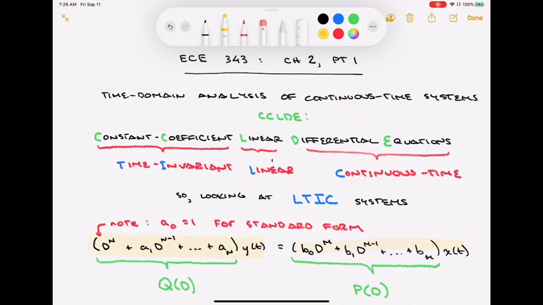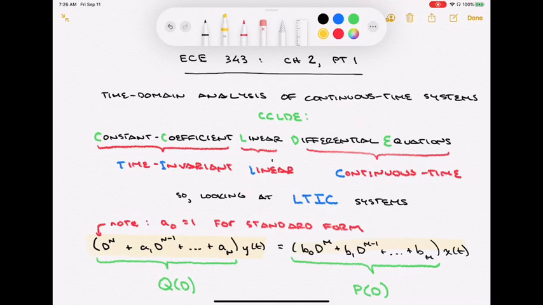It does get a little bit tedious to always drag along that whole polynomial, so we can also adopt a shorthand notation. Q(D) is just a brief representation. Q is a polynomial in the operator D, which is defined as D to the n plus a1 D to the n minus 1 plus going all the way down to an.